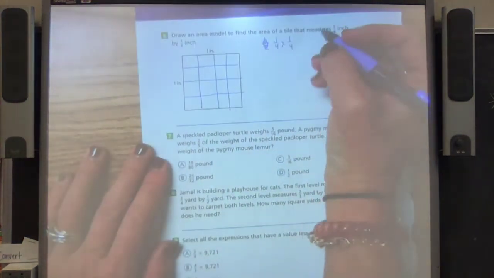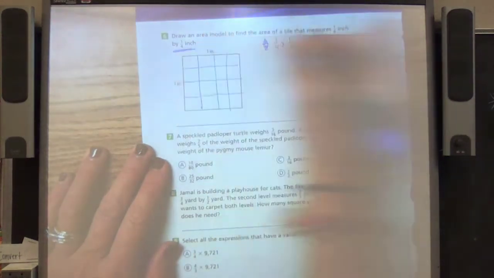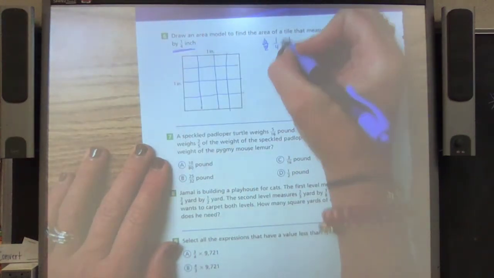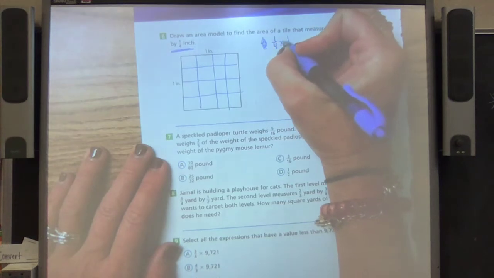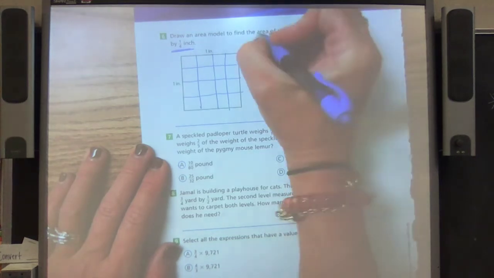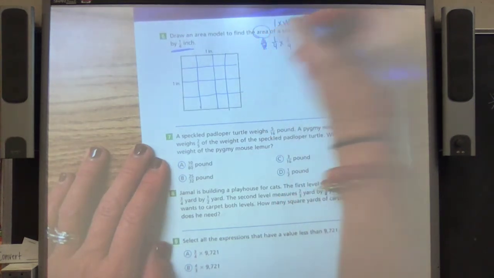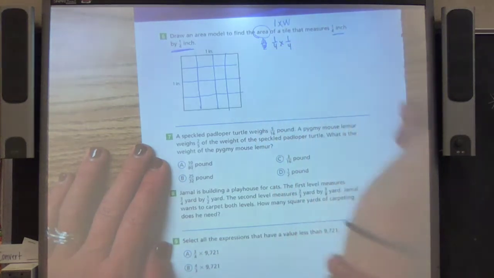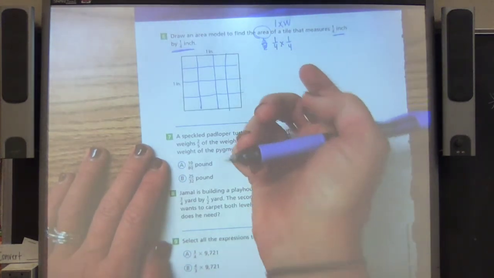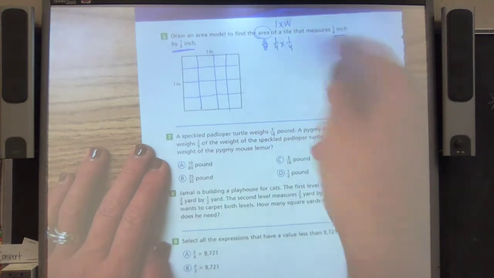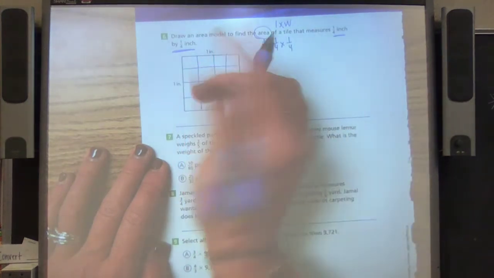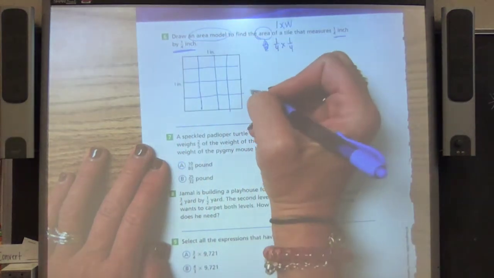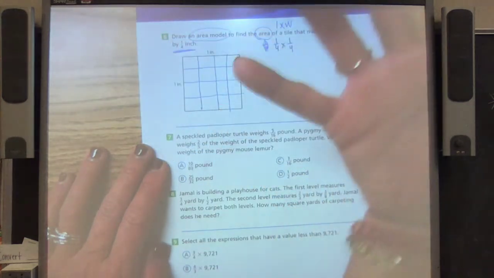So when it says 1/4 by 1/4, I know that means 1/4 times 1/4, because we know area is length times width. A fourth times a fourth. We know what our answer is. We can probably figure this out really easily, but it says draw a model. And you are going to need to know how a model looks for this.